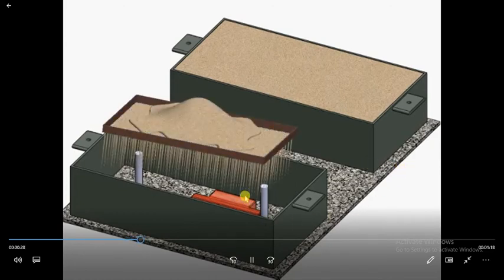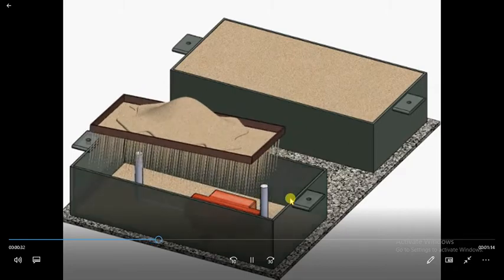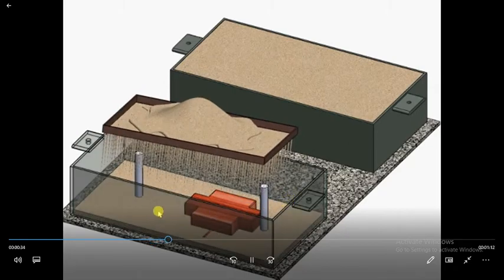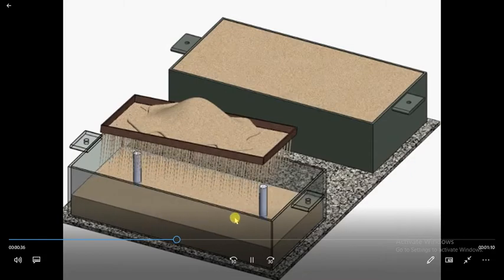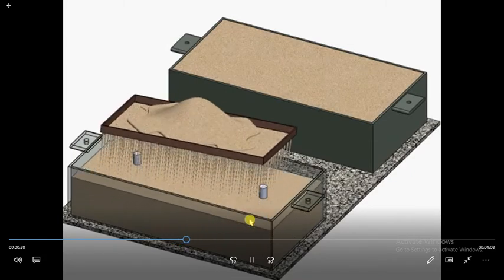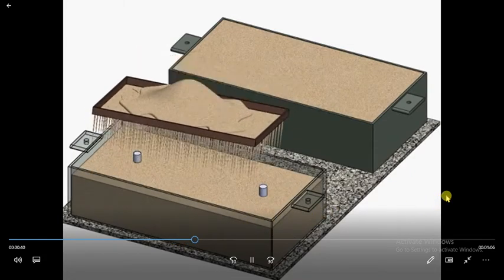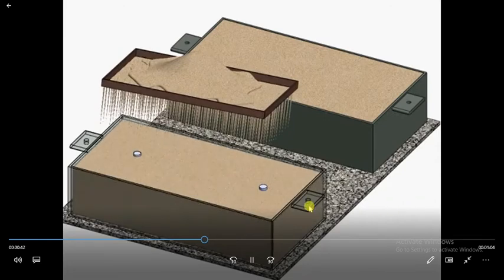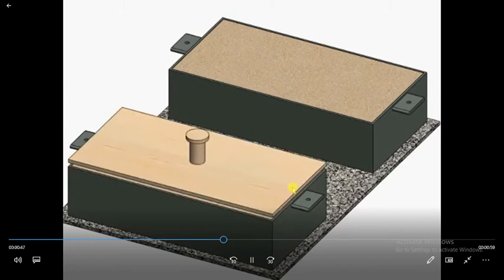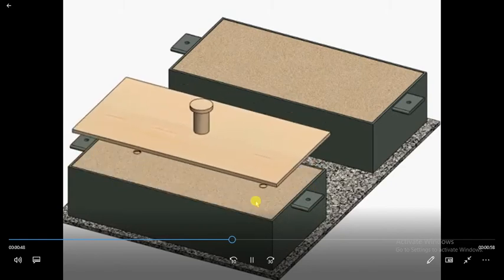Here also the filtered sand is filled. Here you can see the gating system, it was covered by the sand. It is completely filled by the sand, and again it is rammed.